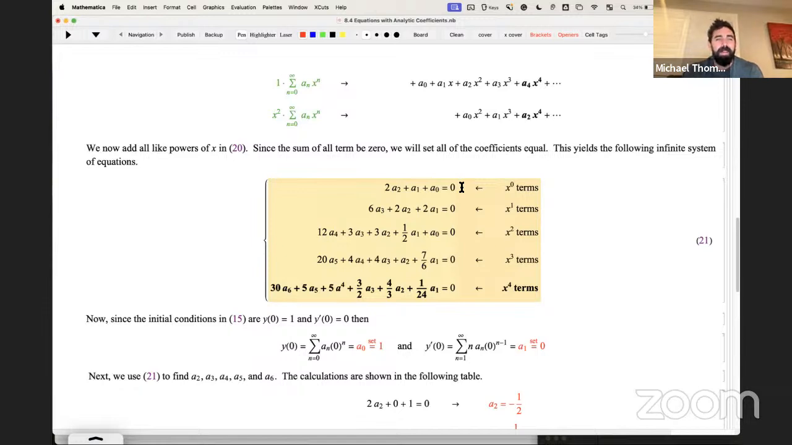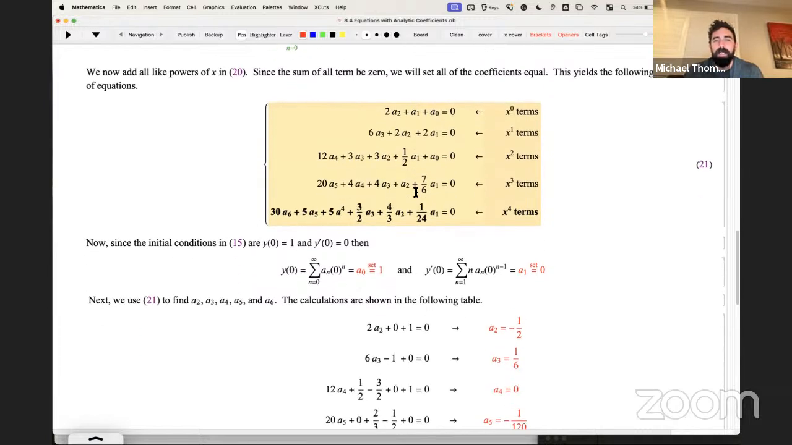Okay. So now one thing we know, because this is an initial value problem, we know y of 0 equals 1. So we know that a naught is equal to 1. And we know that y prime of 0 is equal to 0. So that tells us that a1 is equal to 0. So that means we could simplify this system quite a bit. We can set the a naughts equal to 1 and the a1s equal to 0 to simplify this.